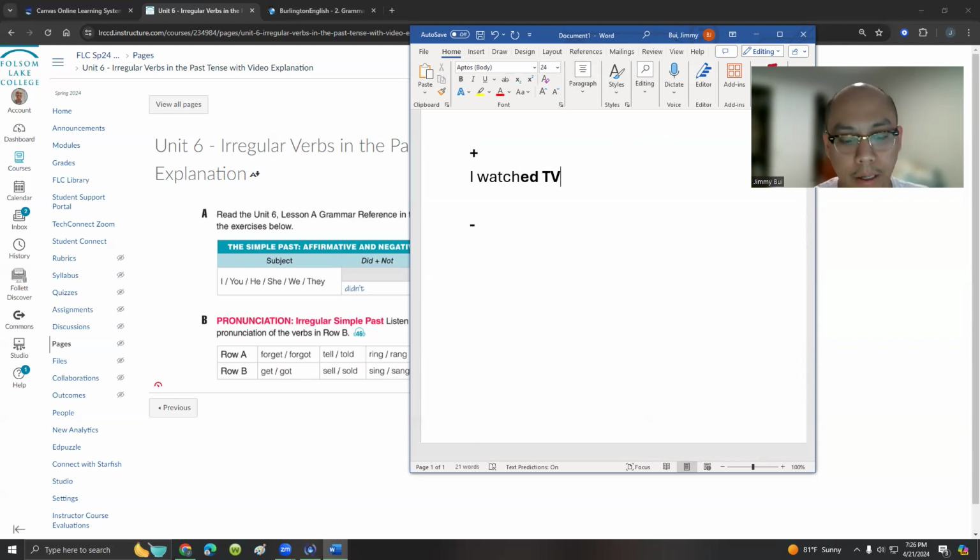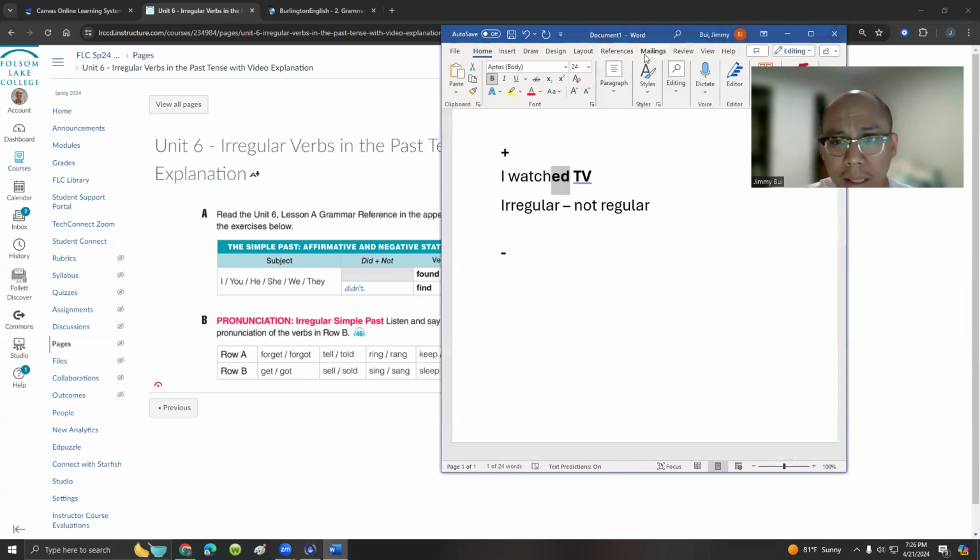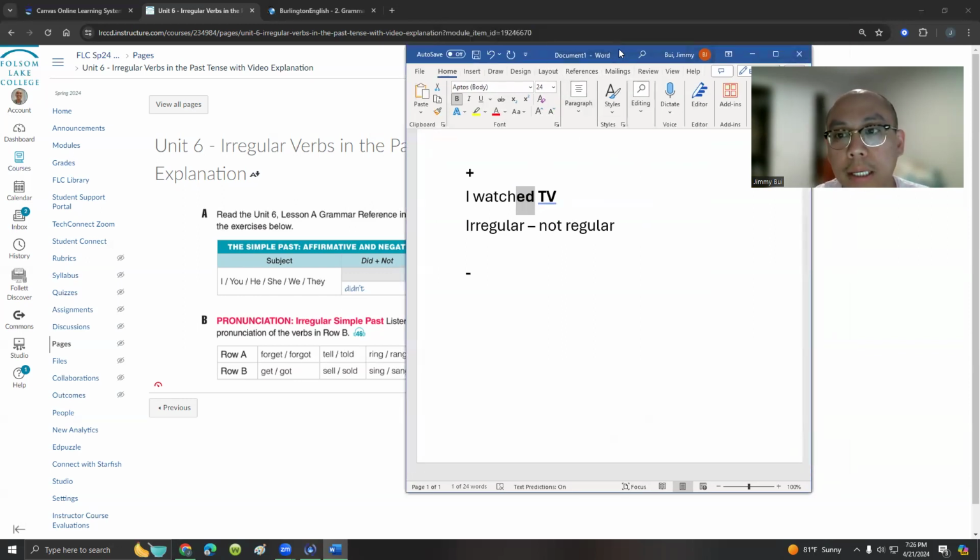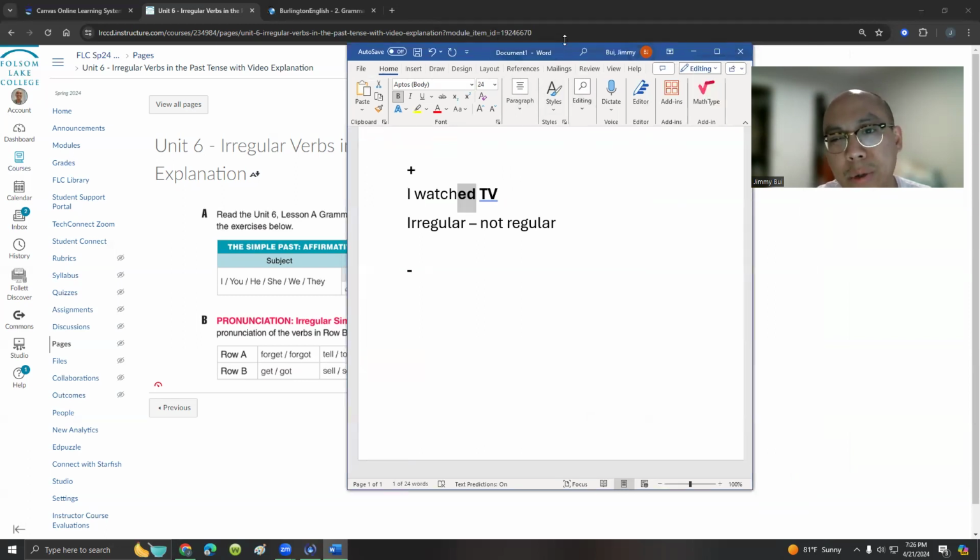But irregular means not regular. So when a verb is irregular, it does not follow the rule of adding ed to a verb. So the best way to learn these words is just by practice, speaking English and reviewing the vocabulary. And I'll show you the list of simple past irregular verbs in a second.